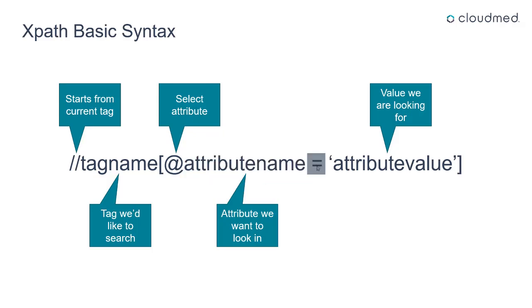We can use the equal sign, which means we are looking for a full match. It's exactly what we're looking for. And on the end here, this is going to be the actual value that we're looking for within that node.